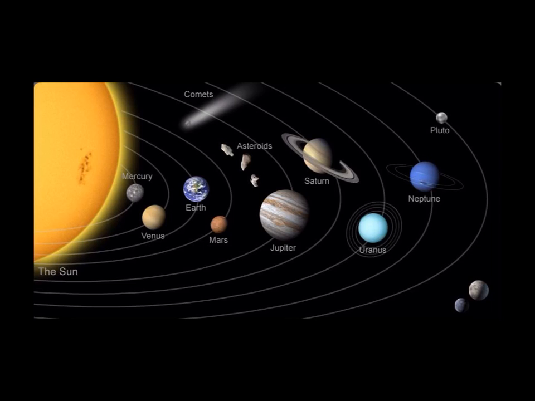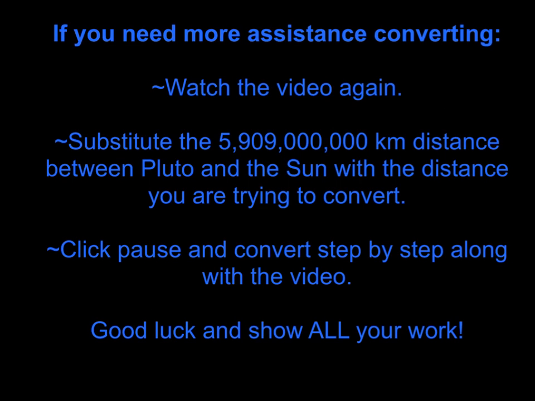So now in your workbook, you're going to find the astronomical distance from the sun to Mercury, the sun to Venus, the sun to Earth. Wonder what that one's going to be. The sun to Mars, the sun to Jupiter, the sun to Saturn, the sun to Uranus, and the sun to Neptune. But you'll also do it for a few dwarf planets. We'll be using your answers to do a relative distance lab in the future. And if you need more assistance converting, watch the video again.